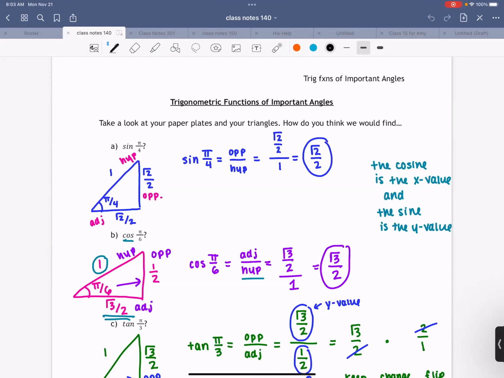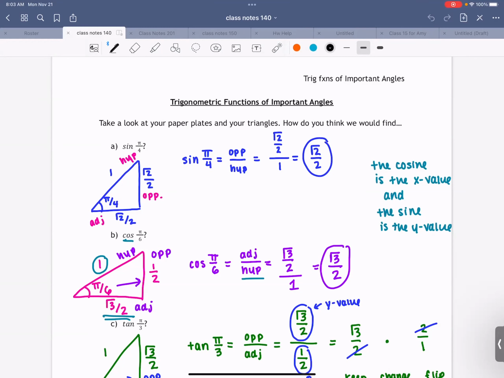And we talked about trig functions before, but what's special about this section is we're finding trig functions of any angle on the unit circle, right? So the unit circle is that circle of radius 1. We had our paper plates that kind of showed us where all the angles were. And we were able to just pick an angle and figure out what the sine, cosine, or tangent was, right?